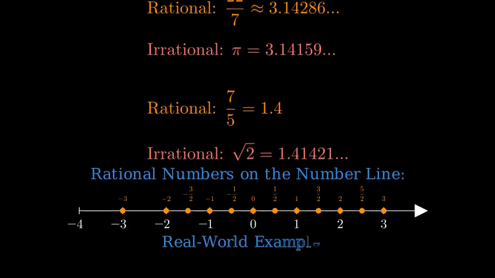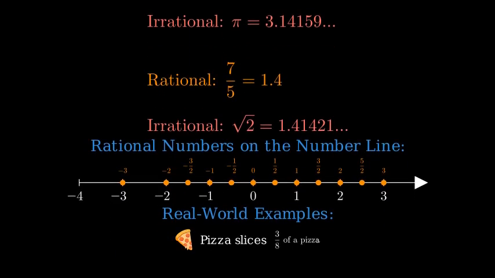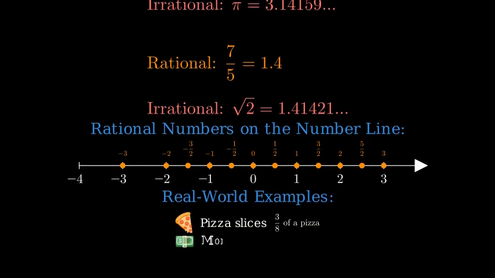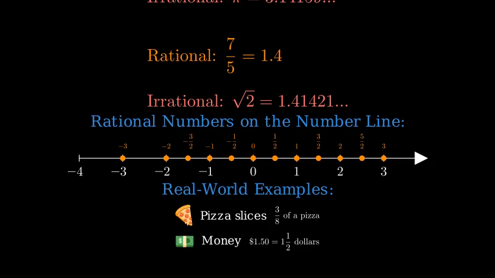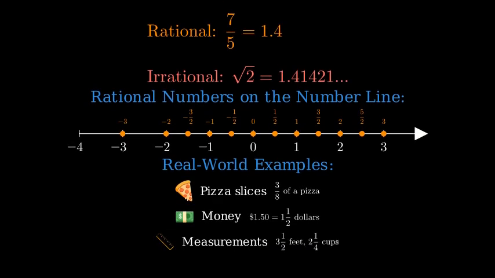Rational numbers appear everywhere in our daily lives. For example, when you divide a pizza into equal slices, you're working with rational numbers. Money is also represented with rational numbers like $1.50. And measurements often involve rational numbers such as 3.5 feet or 2.25 cups of flour.